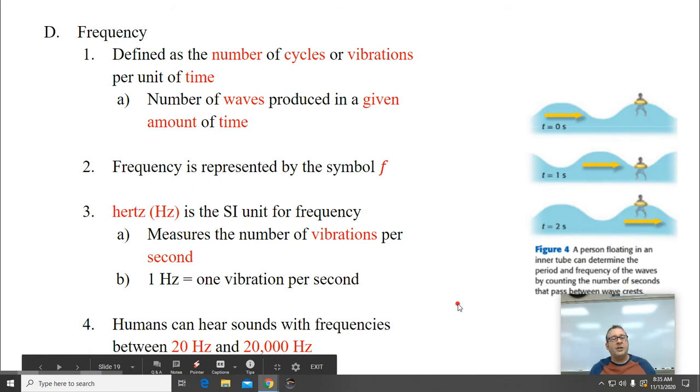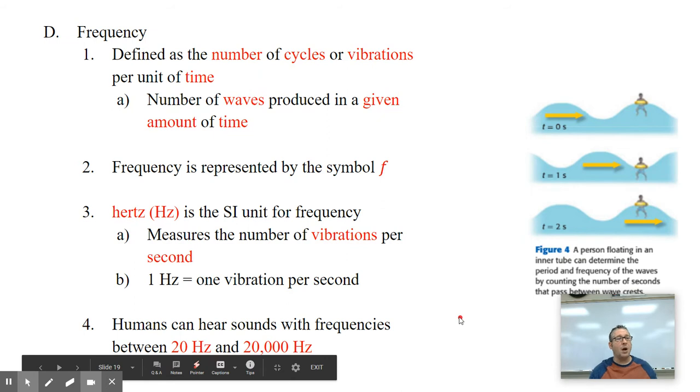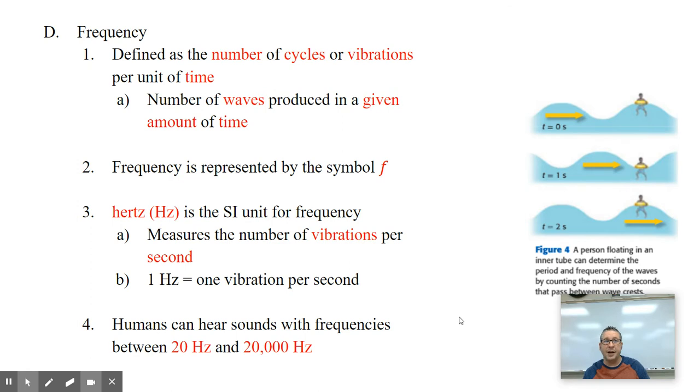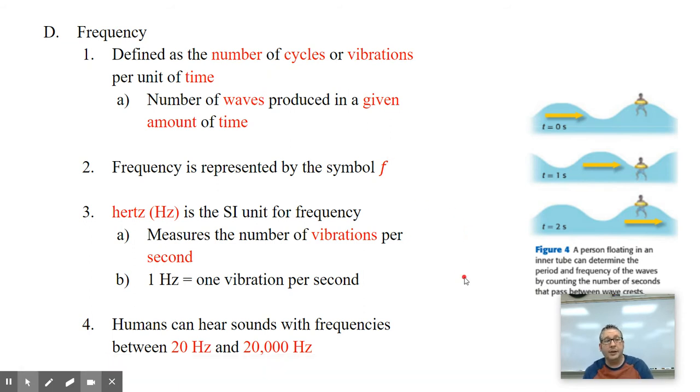Then we talk about frequency. Frequency is the number of cycles or vibrations per unit of time. It's the number of waves produced in a given amount of time. It's represented by what I call a fancy F, like a fancy lowercase f. We label it in the unit of hertz, spelled H-E-R-T-Z, and the abbreviated version of hertz is capital H-Z. It is the SI unit for frequency.